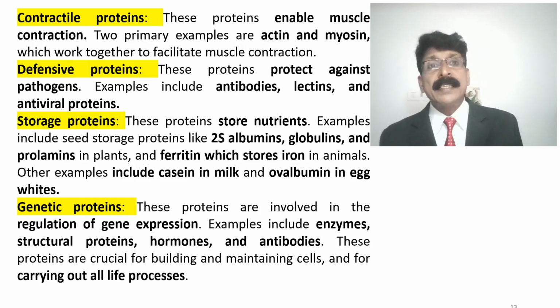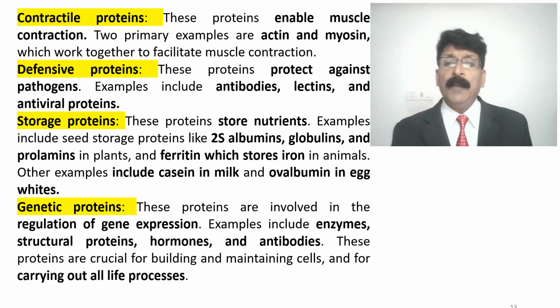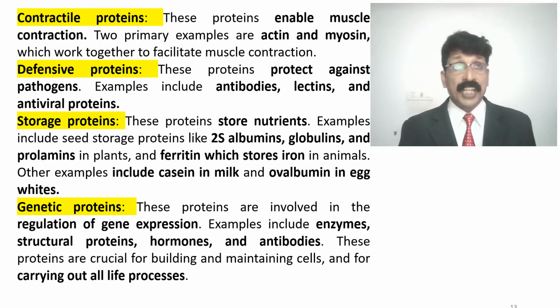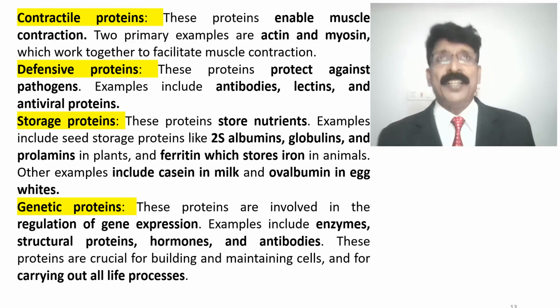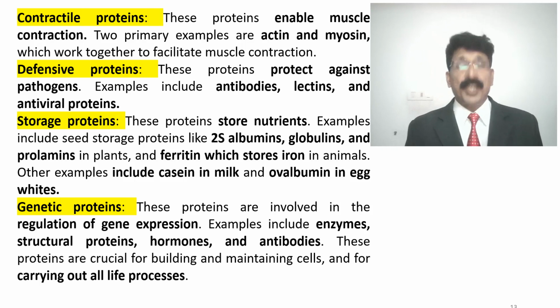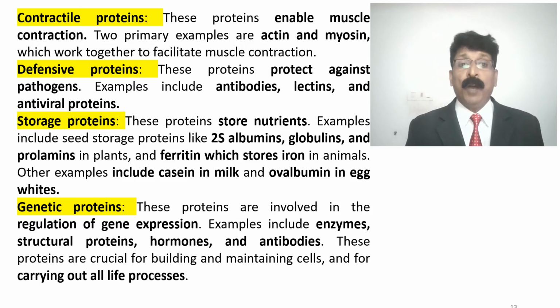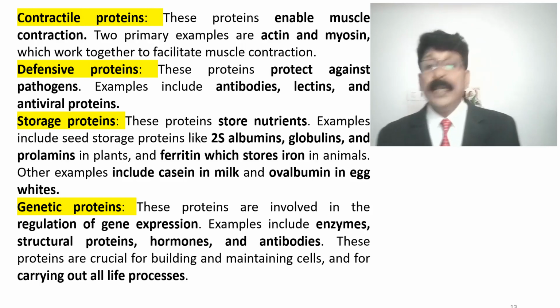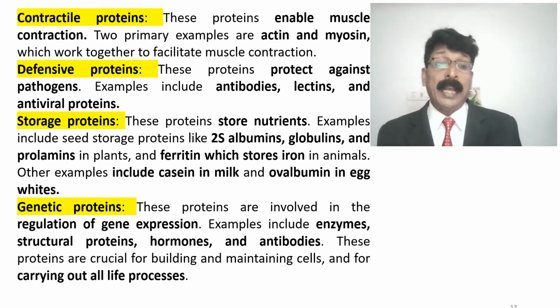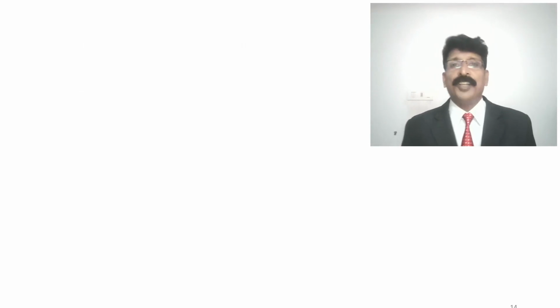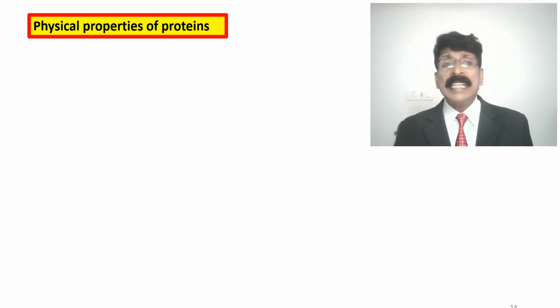Genetic proteins. These proteins are involved in the regulation of gene expression. Examples include enzymes, structural proteins, hormones, and antibodies, which we come across in various functional proteins. These proteins are crucial for building and maintaining cells and for carrying out all life processes.